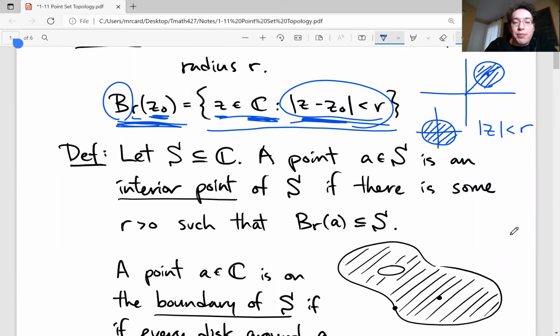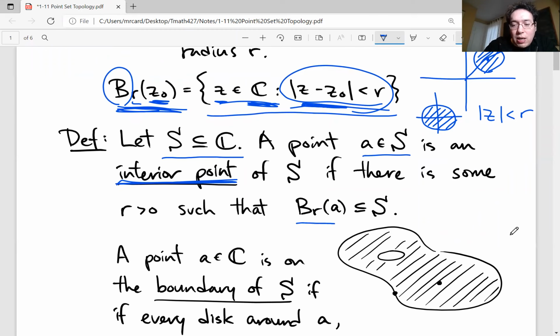If you have a general set, it could be a disk or it could be any other weird looking set. If you have a set S, which is a subset of the complex plane, we say a point in the set is an interior point of the set if you can draw some disk that stays completely within that set. And R could be as small as you want, just positive. It can't be 0.